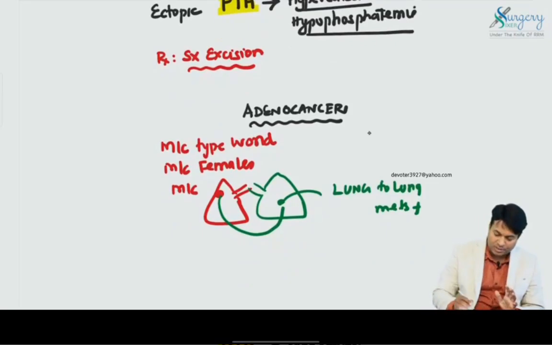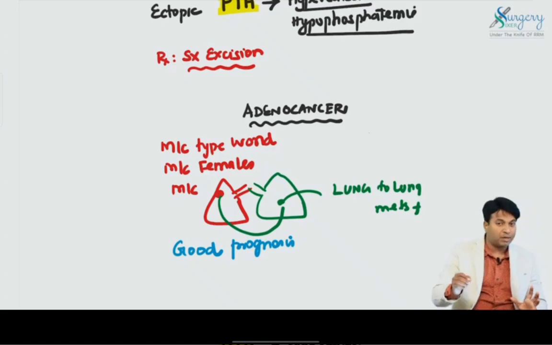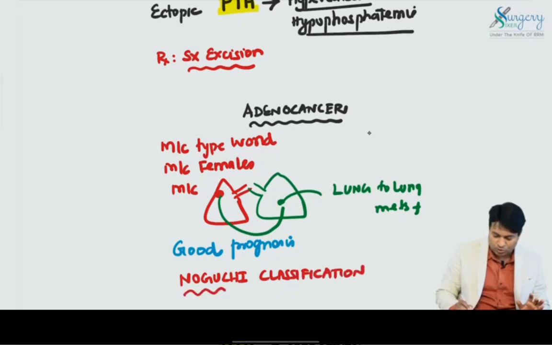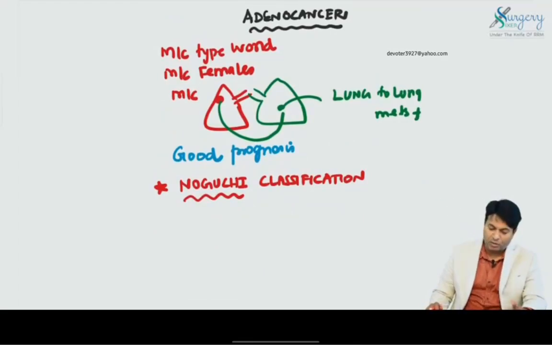It has a comparatively good prognosis. Not as good as squamous cell cancer, but it has a good prognosis. There was a classification system for adeno cancer in those days known as the Noguchi classification. Now we are using only TNM. Noguchi classification was an old classification system of adeno cancer. So please don't forget adeno cancer.